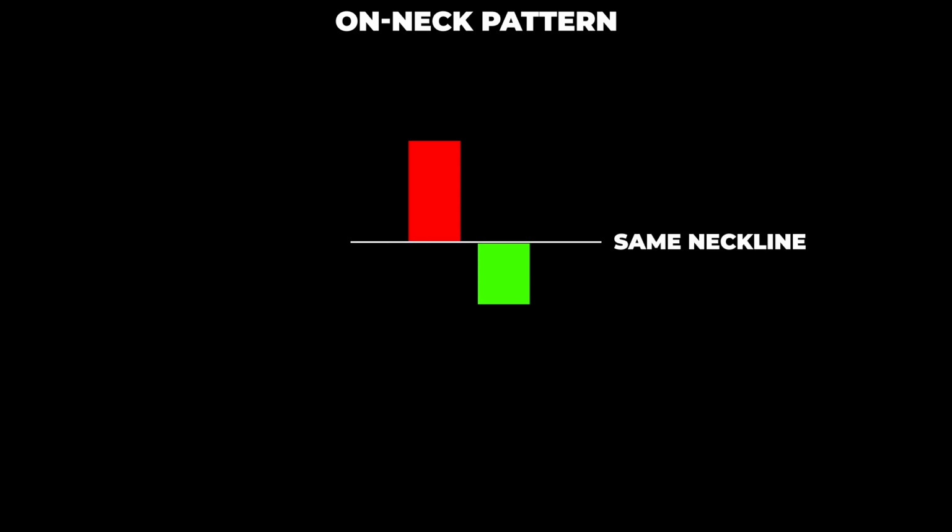On-neck pattern. So, this on-neck pattern will appear after a downtrend, when a long red candlestick with no shadow is followed by a small green candlestick also with no shadow, which gaps down on the open but then closes near the previous candlestick's close, or as we say, the same neckline.